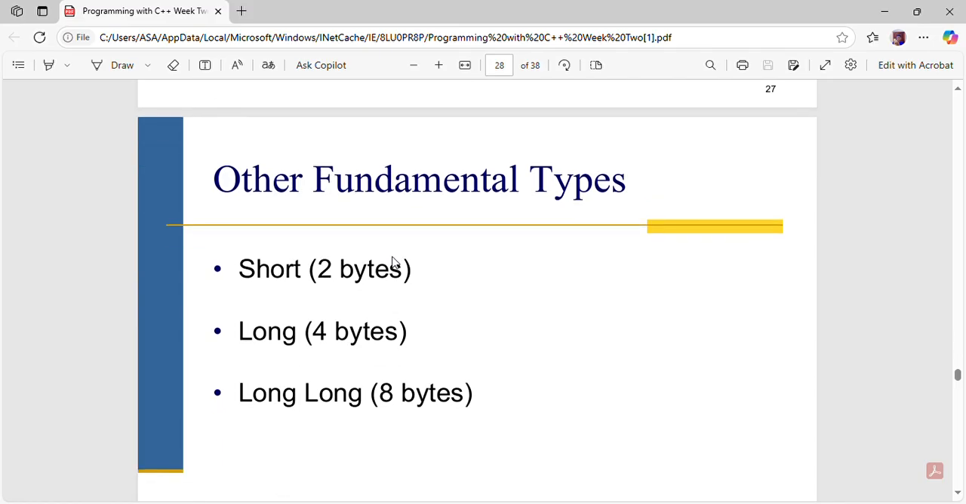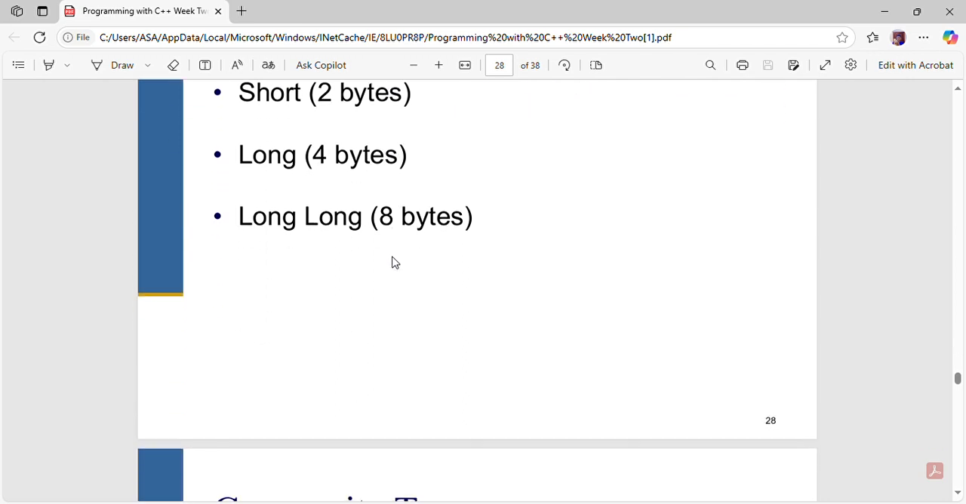Let's look at some other fundamental types. We have the short, that's 2 bytes, the long, that's 4 bytes, and the long long, that's 8 bytes. So in order not to confuse yourself, the long is 4, the long long is 8. So the long being doubled, that's 4 times 2 is equal to 8.